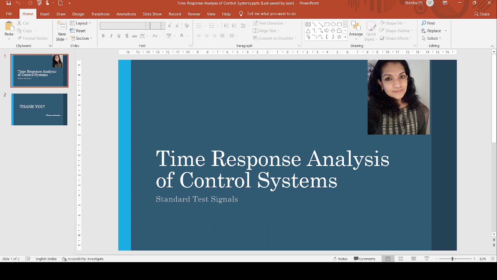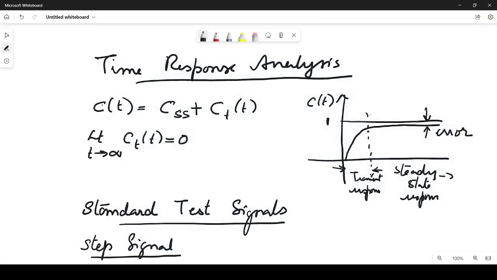Basically, the time response of a control system is usually divided into two parts. One is the transient part and the other is called the steady state part. So the two parts you can see here are the transient response and the steady state response. The final state achieved by the output is called steady state, while the output variation during the time it takes to achieve the steady state is called the transient response of the system.